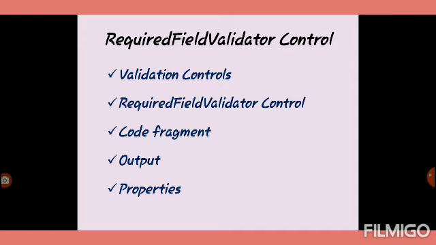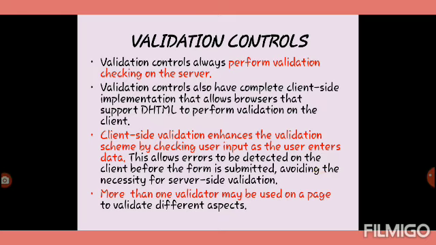So these are the contents. We see about the control, then the code fragment that creates the control, then how it is executed and the output, then the properties of the control. Right. So, about validation controls: validation controls always perform validation checking on the server. Of course, this validation control is a server control. So we create these controls as server controls, right?